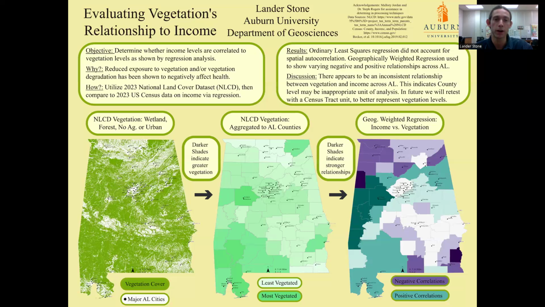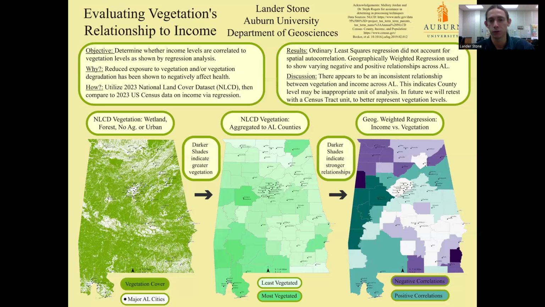So the NLCD is a very commonly used data set. It was used in the Becker et al. 2019 paper that inspired me to do this work. And I used the updated version for this project, which spans from 1985 to 2023. But since I was looking at income for 2023, I selected the 2023 NLCD data. And as well, I also used the US Census determination for counties, and specifically in the state of Alabama, as a subgroup to study this relationship.